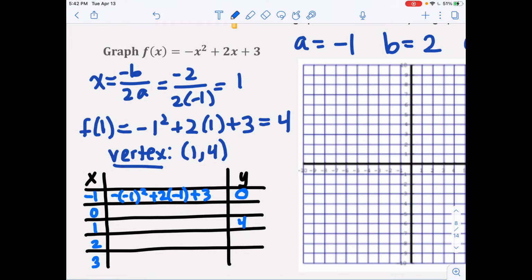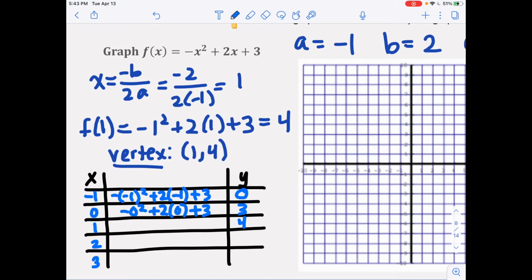So now I'm going to plug in 0, negative 0 squared. This is always nice and easy, right? 2 times 0 plus 3. 0 plus 0 is 0. 0 plus 3 is 3. All right, we already have our 4 done. Now I'm going to double check that when it reflects over that axis of symmetry, right, does it come out to be the same on the other side?